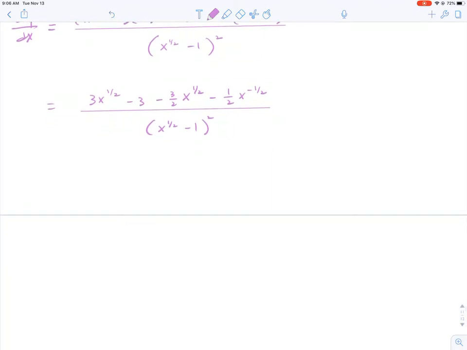Okay, so we have like terms to combine. So 3 minus 3/2 is 3/2 x to the 1/2, minus 3. And then I'm going to rewrite negative 1/2 x to the negative 1/2 as 1 over 2 times x to the 1/2. So as a complex fraction.